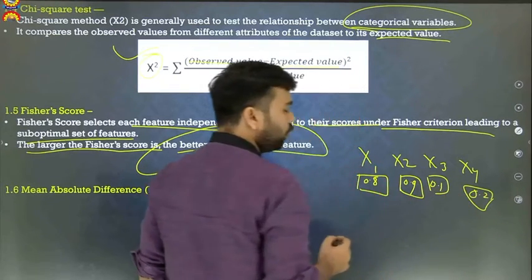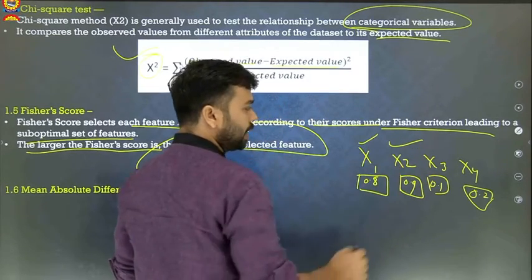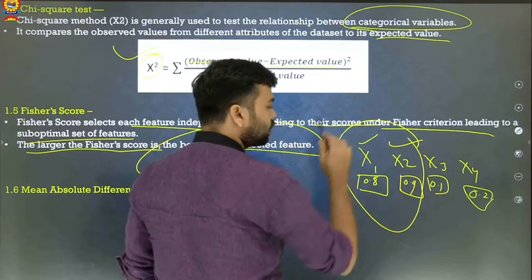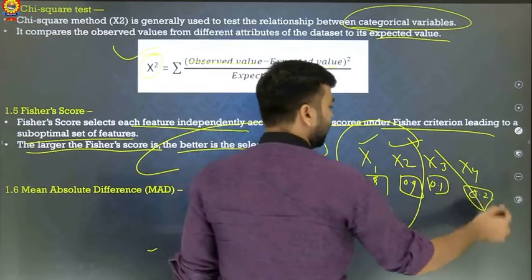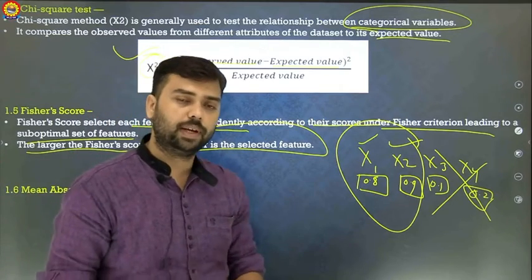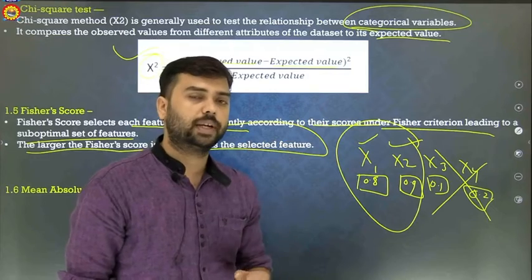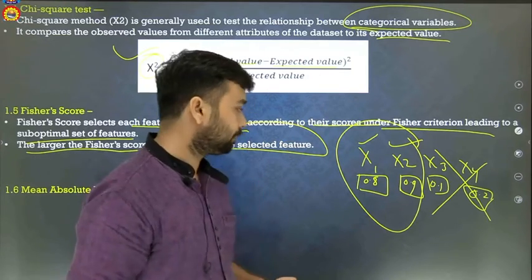Okay, so which score having the higher score, x2 having the higher score and x1 having the higher score. So we pick up only these two features and we discard these two features. So that is filtering. On the basis of the filtering we select the subset of the features. Filtering is a part of pre-processing.